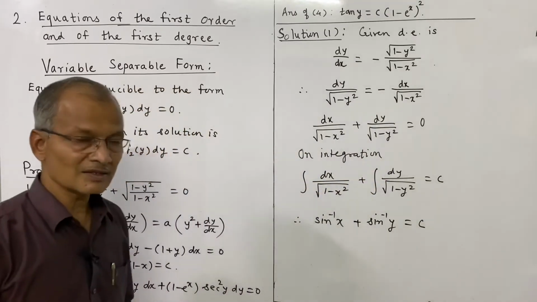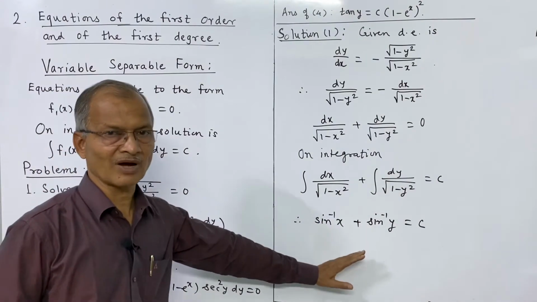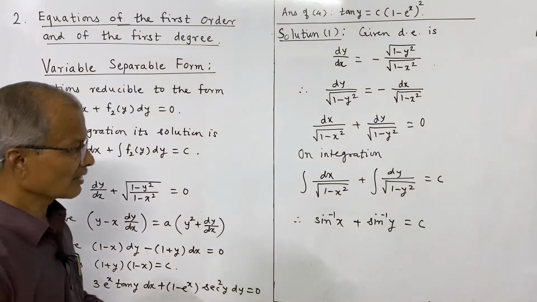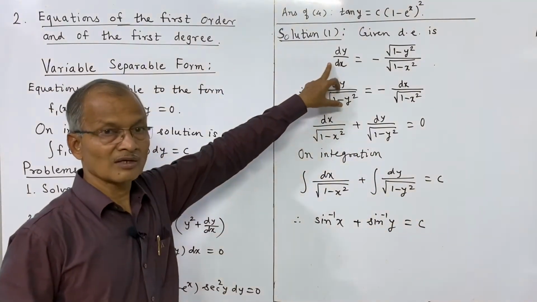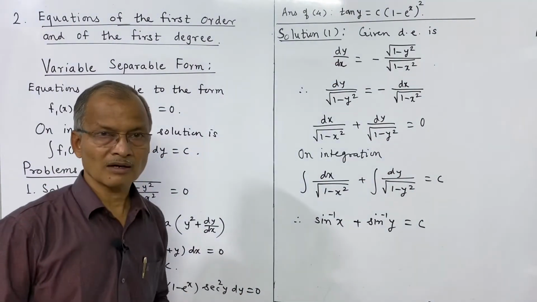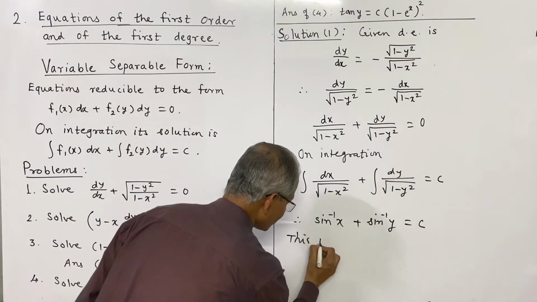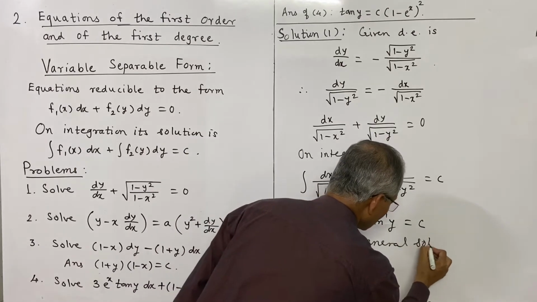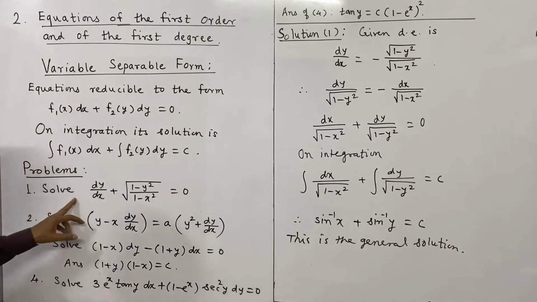So thus this is the solution. After integration we get a relation between x and y, and that is the solution or general solution. It contains one arbitrary constant and the differential equation is of first order. So if the order is equal to the number of arbitrary constants, then the solution is the general solution. So this is the general solution, and this completes the solution of the first problem.